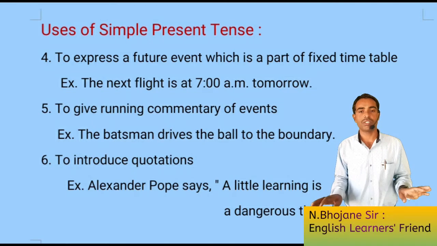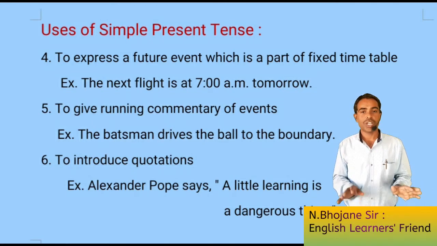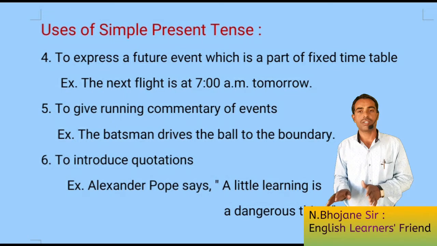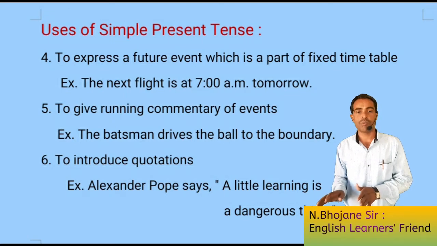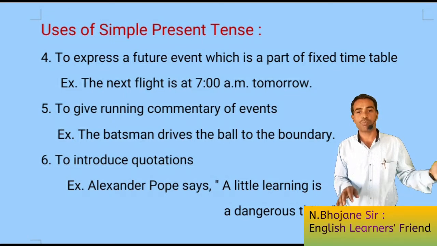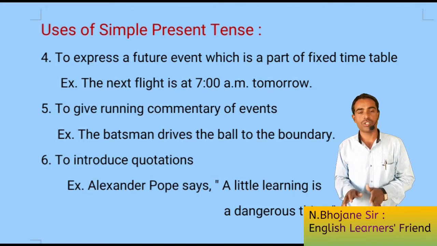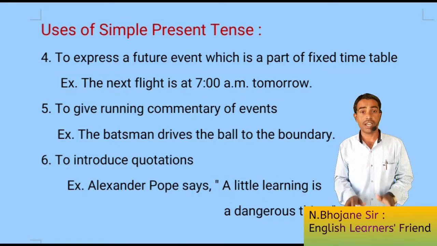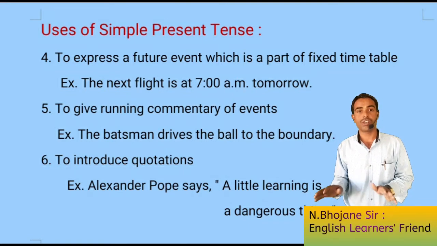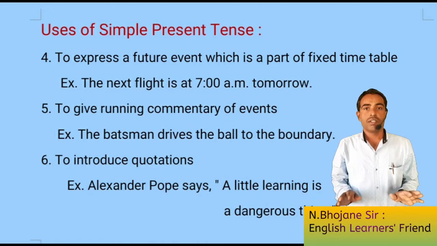To give running commentary of events, simple present tense is used. For example, the batsman drives the ball to the boundary. This tense is also used to introduce quotations. For example, Alexander Pope says, "A little learning is a dangerous thing."